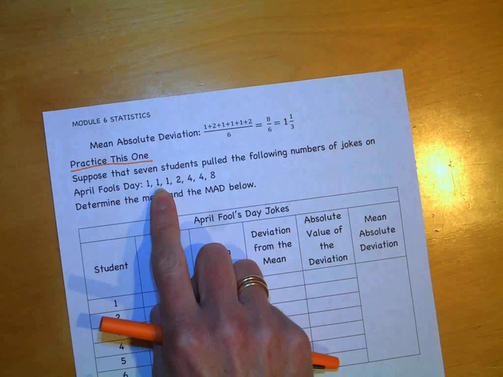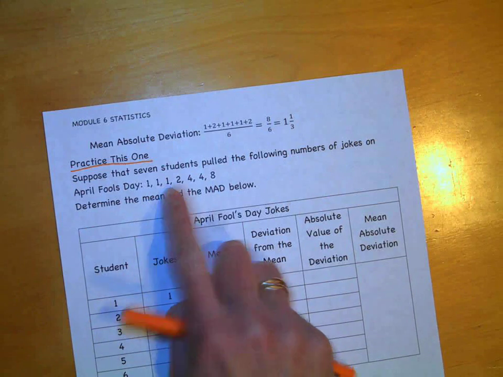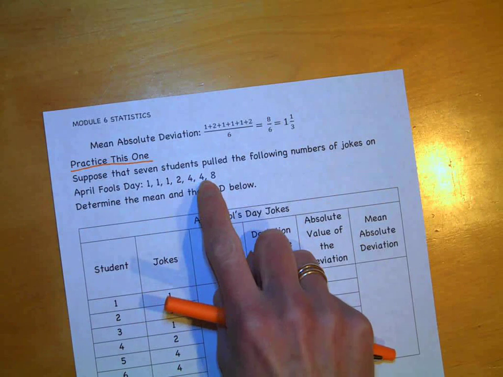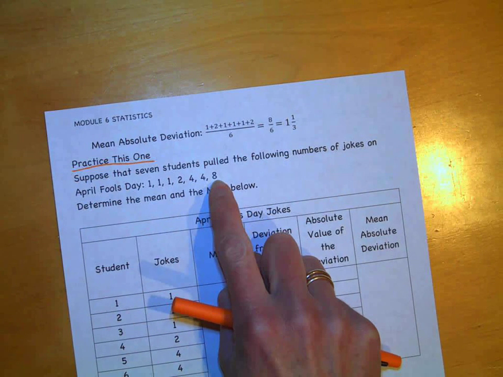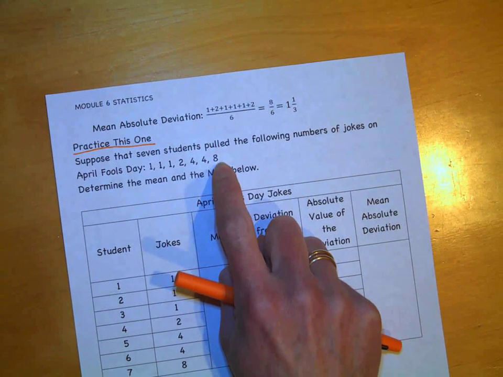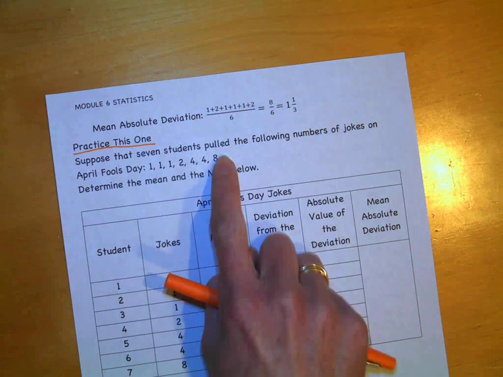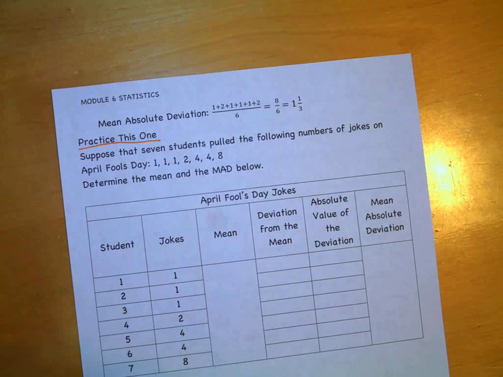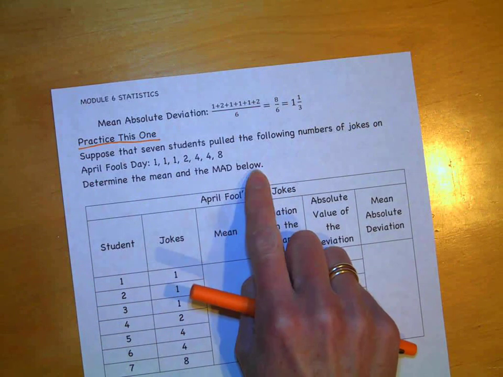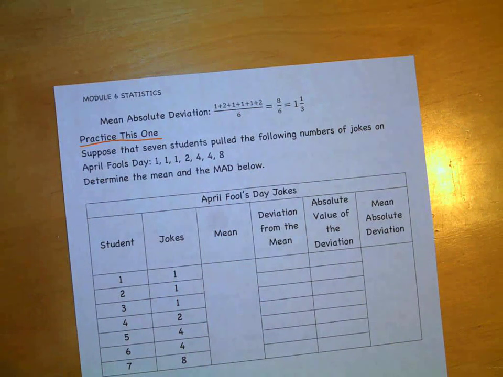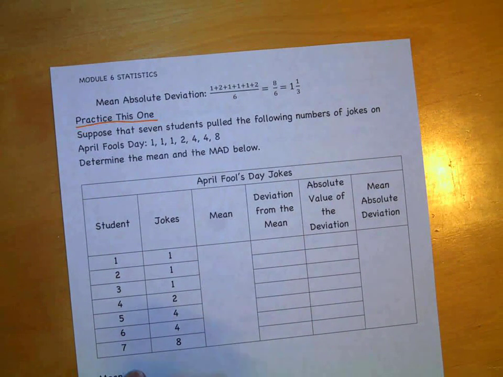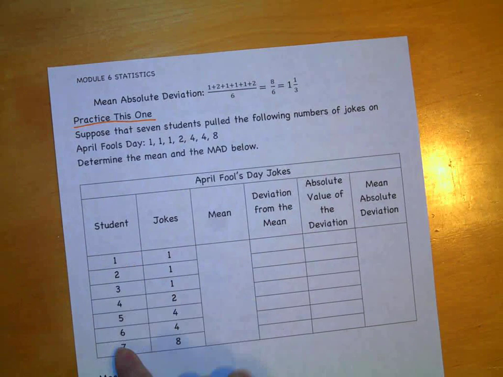So one person had 1 joke, another person had 1 joke, another person had 1 joke, another person had 2 jokes, another person had 4 jokes, another person had 4 jokes, and the last person had 8 jokes. That guy right there, he's a little trickster, okay, or she. So those are the number of jokes that children did, okay? It says determine the mean and the MAD below. Okay, so the challenge is on. Can you do it? My answer is yes, you can, because I know and believe in you.